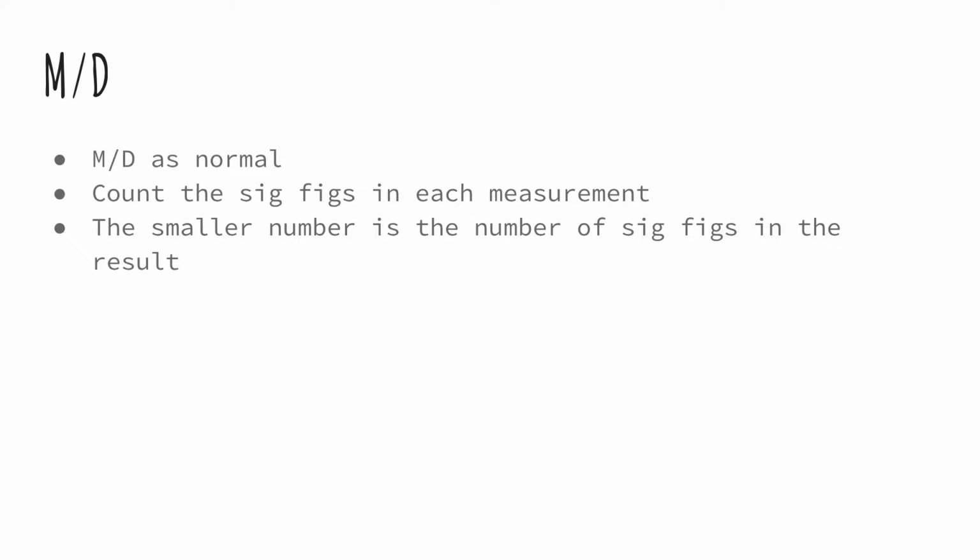Addition and subtraction, it's about decimal places. Multiplication and division, it's just how many sig figs you have. Here's an example. 13.2 meters per second multiplied by 0.82 seconds. We do our multiplication as normal, and here's our number, 10.824 meters.